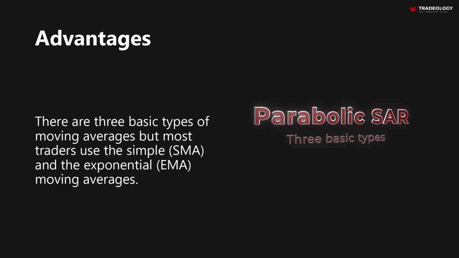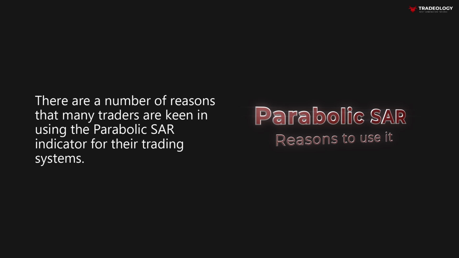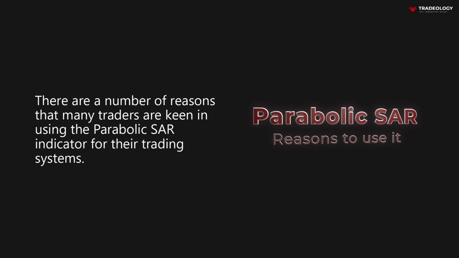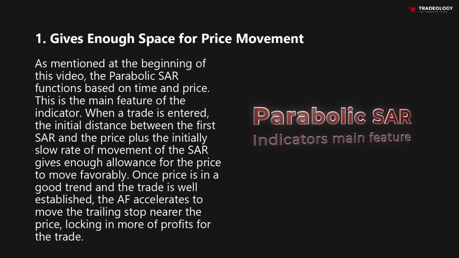Let's take a look at some advantages. There are three basic types of moving averages, but most traders use the simple SMA and the exponential EMA moving averages. There are a number of reasons that many traders are keen to use the Parabolic SAR indicator for their trading systems. Number one, it gives enough space for price movement. As mentioned at the beginning, the Parabolic SAR functions based on time and price. This is the main feature of the indicator.